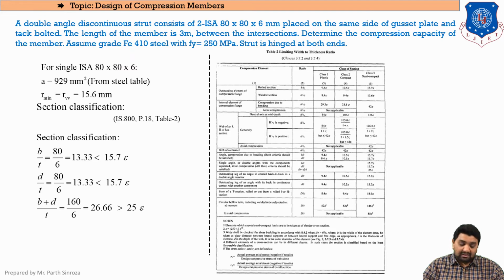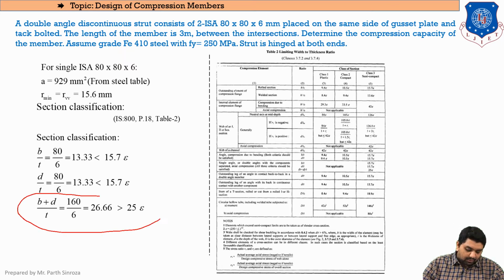As you can see here, this is a typical sum. Here all the three values are not satisfied. The last clause, that was B plus D by T, is not less than or equal to 25 epsilon, so this ratio is not satisfied. So we can't directly write AE equal to AG. So now what to do?